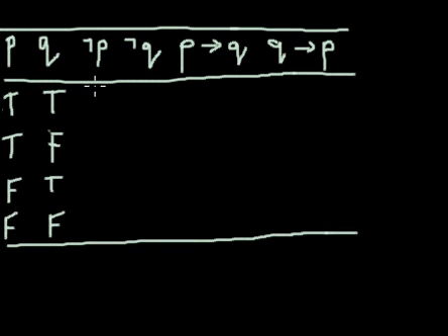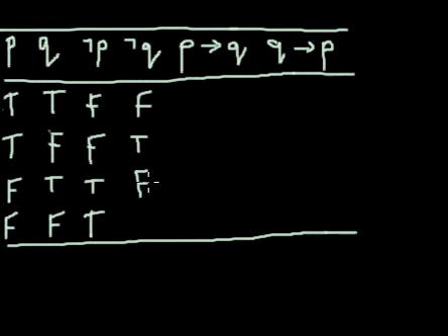And then the negation is quite the opposite of P. Negation of P is false, false, true, true, and the negation of Q is the opposite of Q, which is false, true, false, true. And now we are ready to write the truth value of P implies Q.